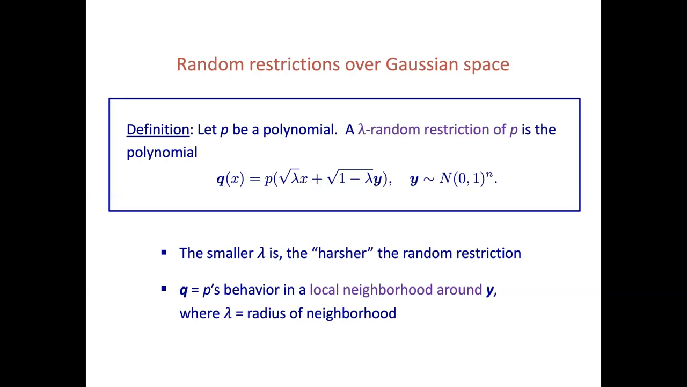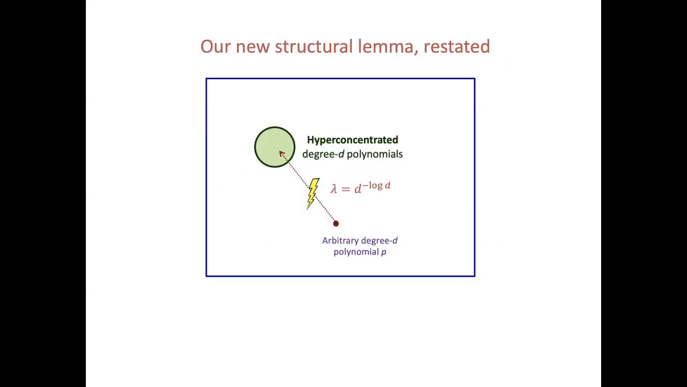With this definition of random restrictions, I can now state our structural lemma slightly more precisely. We show that any degree D polynomial P, which may not be concentrated or hyperconcentrated, if such a polynomial P is hit by a lambda random restriction, where lambda is 1 over quasi-polynomial in D, it does become hyperconcentrated with high probability. So that's the statement of our structural lemma.